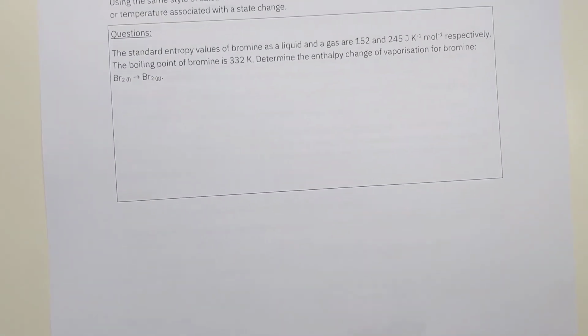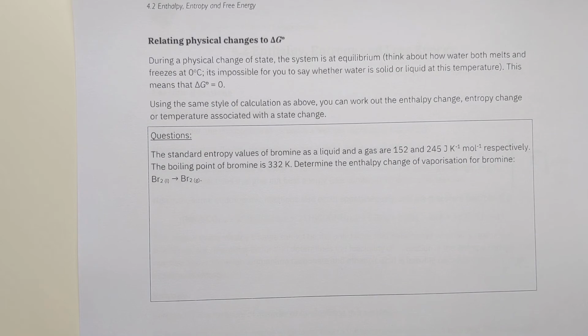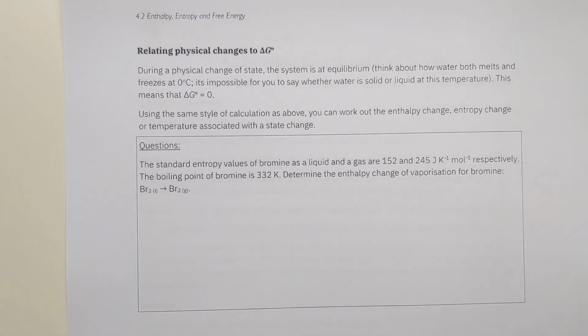And our final little section on page 16 is the same kind of mathematics, just applied slightly differently. We're looking at physical changes here. So in the last page, we're looking at the temperature for which a chemical reaction becomes feasible or not feasible. Here we're looking at physical changes, so no chemistry, just actually physical changes of state.